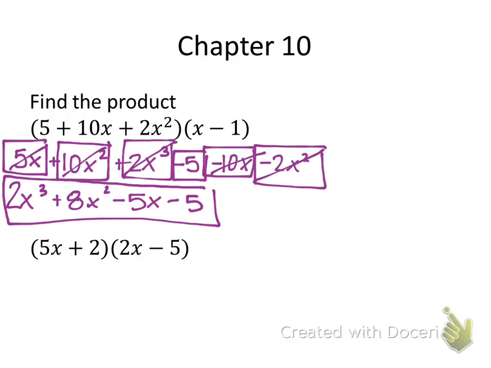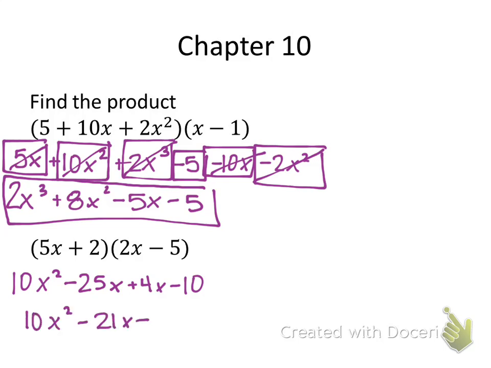Now this next problem here, I count up how many terms I have. What can I use this time? FOIL, very good. So first, 5x times 2x, which is 10x squared. Outer, 5x times negative 5, which is negative 25x. Inner, which is 2 times 2x, which is 4x. And last, 2 times negative 5, which is negative 10. Go ahead and combine like terms. 10x squared minus 21x minus 10. And that is my final answer because I've combined all like terms and there's nothing else that I can do.